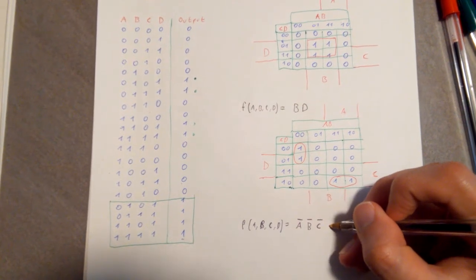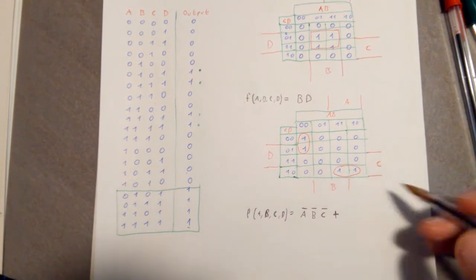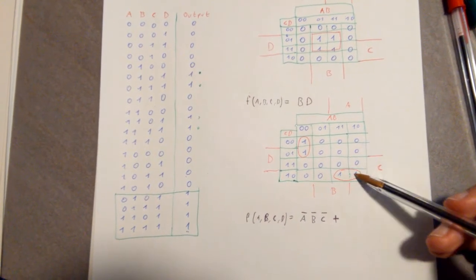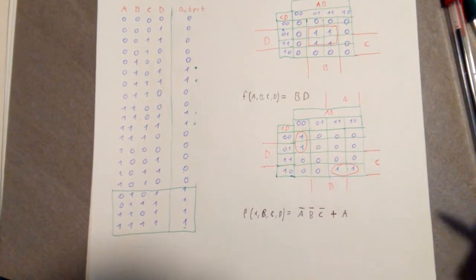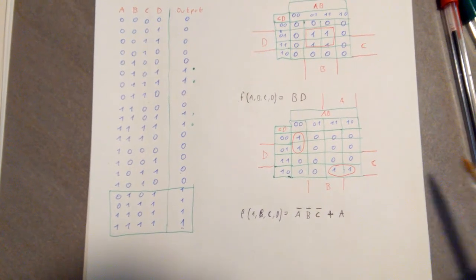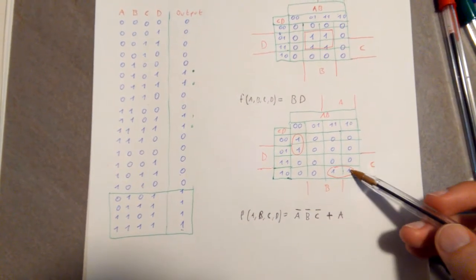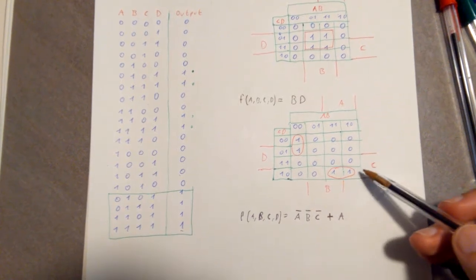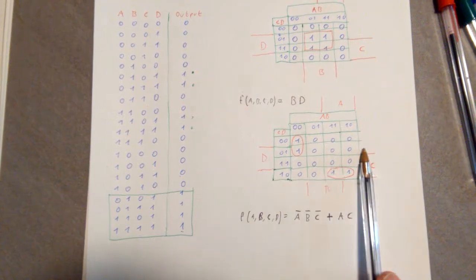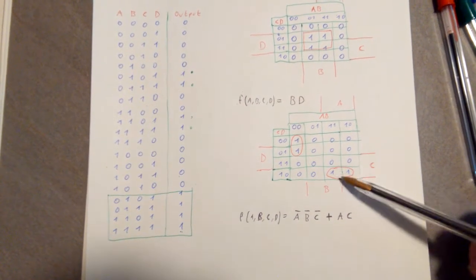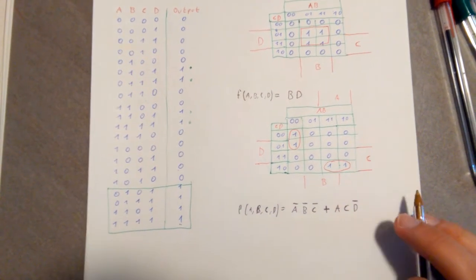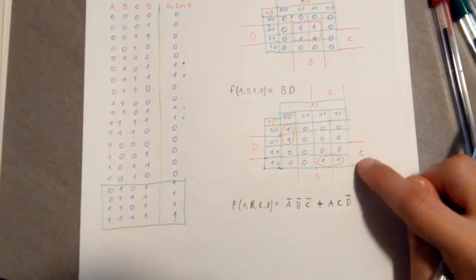And then I'm going to have a plus. I'm going to look at the other group. So this one, with those two ones, is actually inside A, so I'm going to have A. Those two ones are half inside and half outside B, so I'm not going to put anything for B. Those two ones are completely inside C, so I'm going to put C. And they're completely outside D, because D covers those two, and those two ones are completely outside, so I'm going to put not D. And this is my expression for this other Karnaugh map.